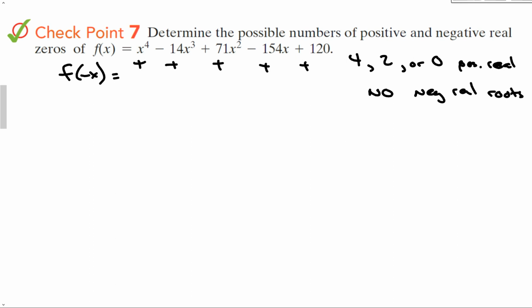Okay? So Descartes' rule of signs can help us eliminate some of the possible rational roots, but it doesn't really give us any answers to help us solve this faster.